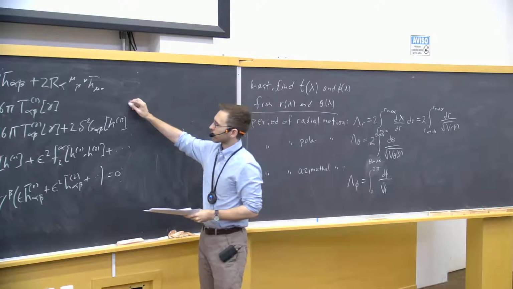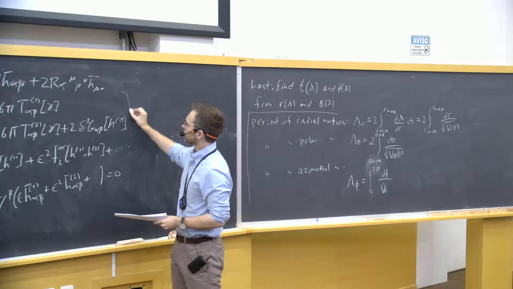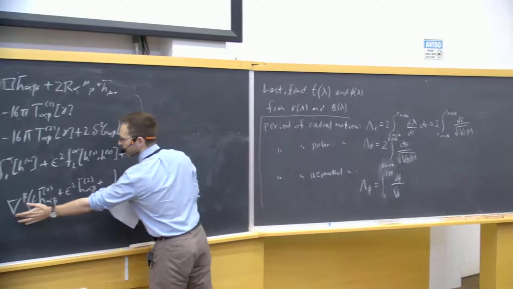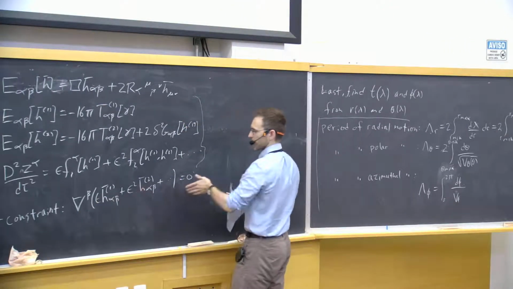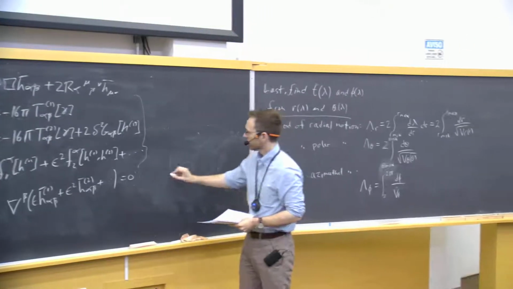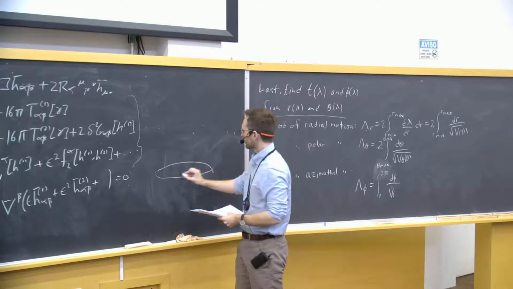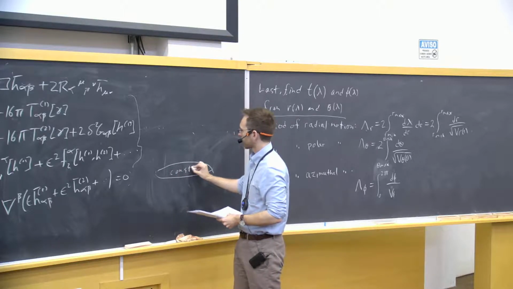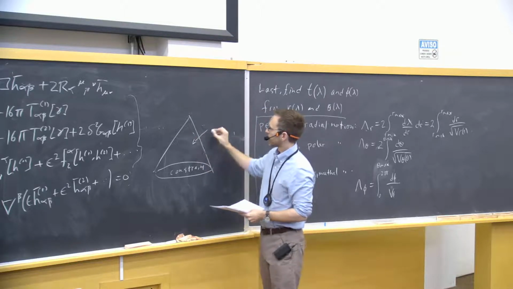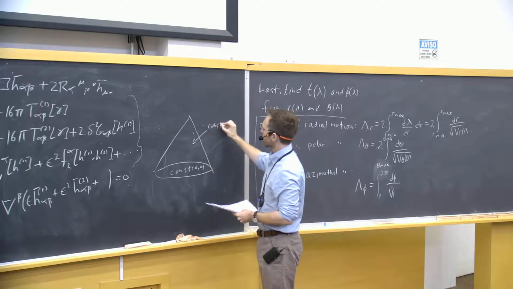So these equations together automatically enforce this condition if you impose this condition on some initial time surface. So if you impose the constraint here, and then you look in the future, the constraint is automatically still satisfied.